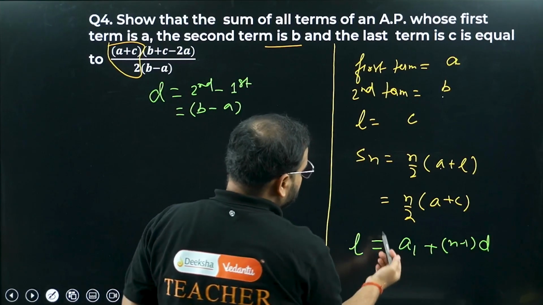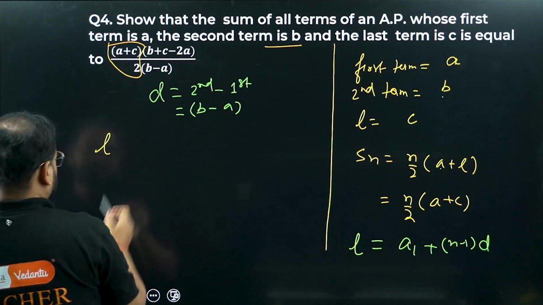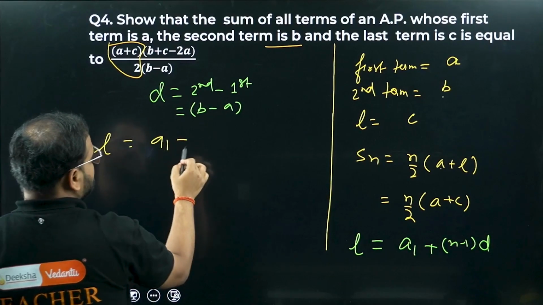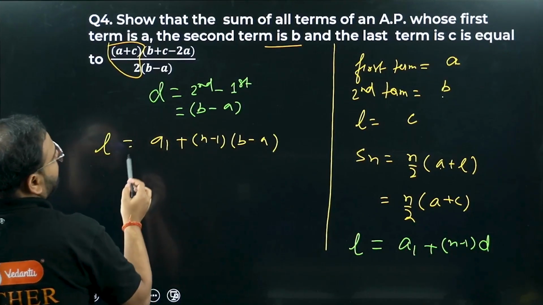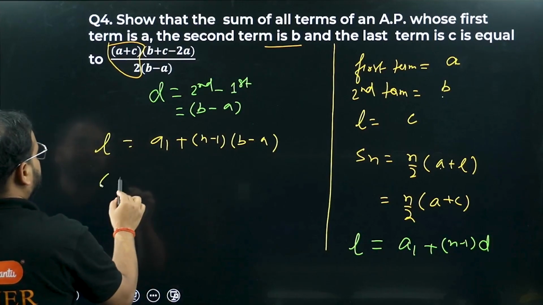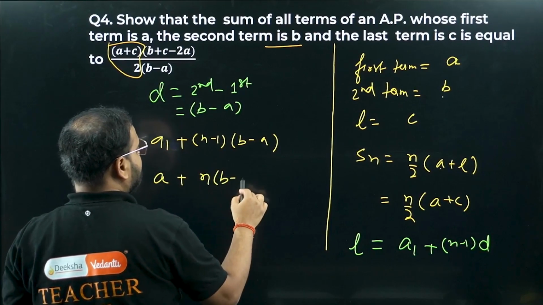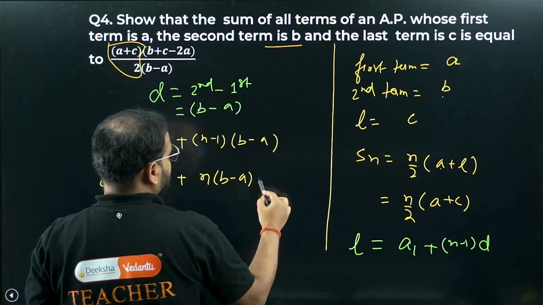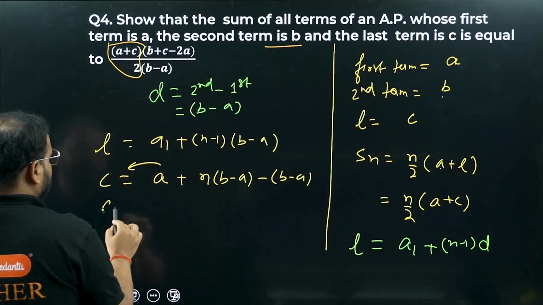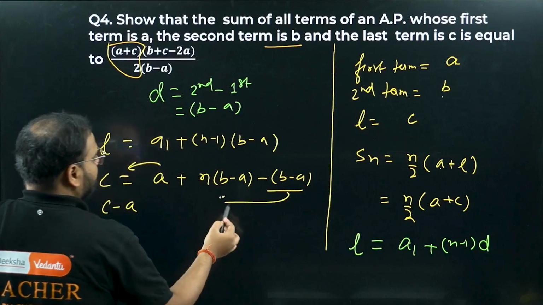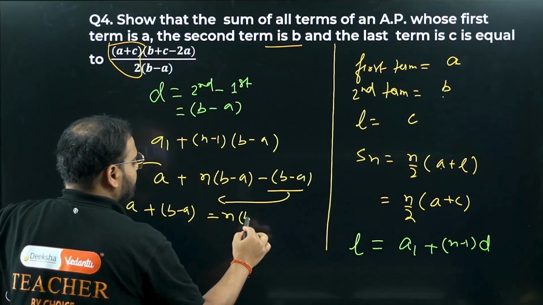What is a1? a1 is simply A. So L equals a1 plus (n minus 1), where d is simply B minus A. What is L? The last term is C. So C equals A plus n times (B minus A), and the minus sign is there, so minus (B minus A). Bring everything on this side: C minus A, bring this whole thing on this side, plus sign will come. B minus A equals n times (B minus A).